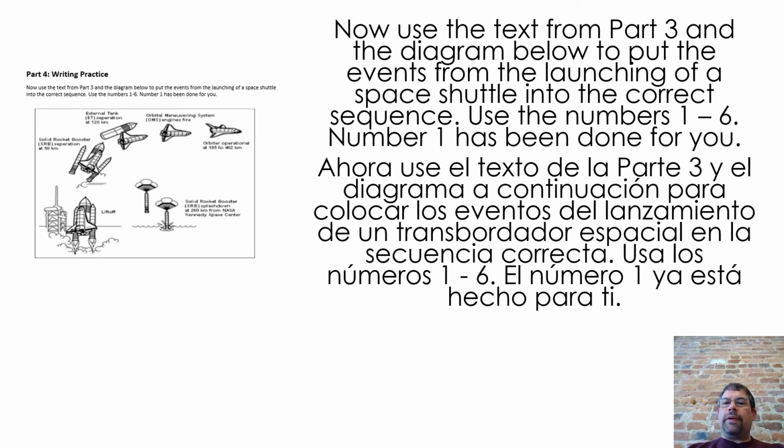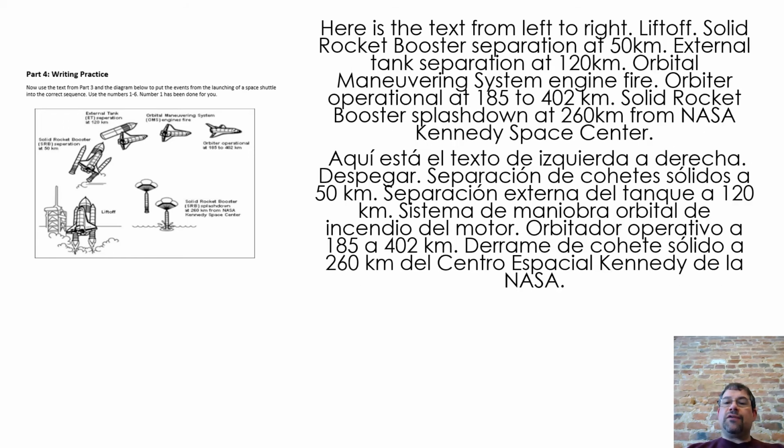Now, use the text from Part 3 and the diagram below to put the events from the launching of a space shuttle into the correct sequence. Use the numbers 1 through 6. Number 1 has been done for you. Here is the text from left to right. Liftoff. Solid rocket booster separation at 50 kilometers. External tank separation at 120 kilometers. Orbital maneuvering system engine fire. Orbiter operational at 185 to 402 kilometers. Solid rocket booster splashdown at 260 kilometers from NASA Kennedy Space Center.